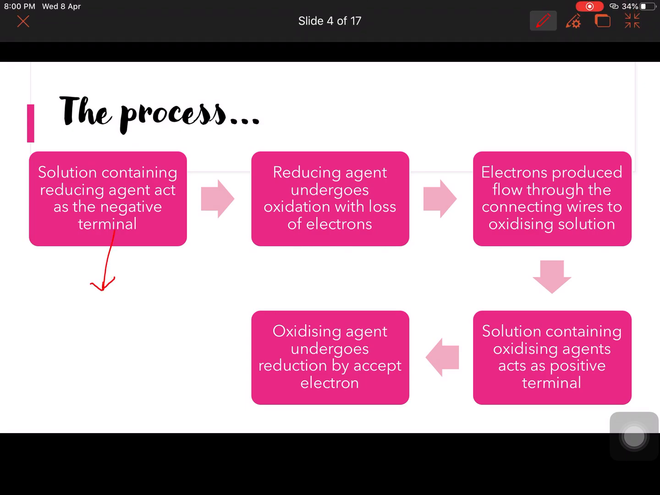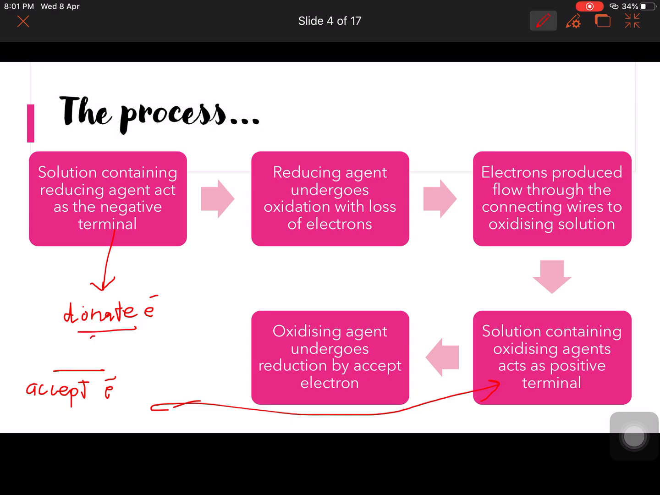The negative terminal donates electron, while the positive terminal accepts electron. So donating and accepting electrons at the same time is a redox reaction, which occurs simultaneously. It's just the movement of electrons, the transfer of electrons occurring in the external circuit, in the wire.